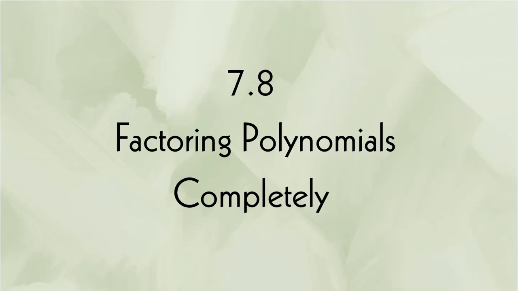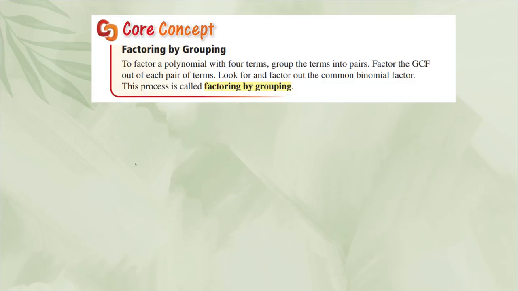Factoring polynomials completely. To factor a polynomial with 4 terms, group the terms first. Factor the GCF out of each pair of terms. Look for and factor out the common binomial factor. This process is called factoring by grouping.